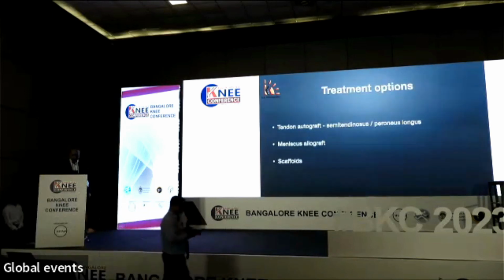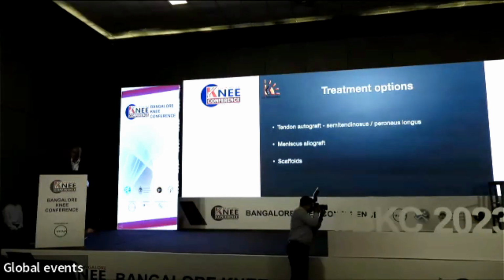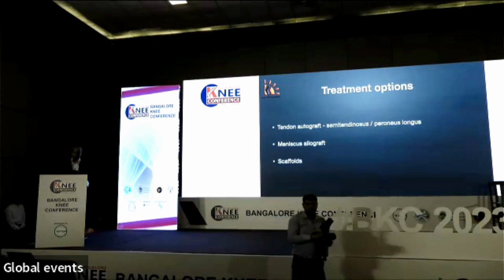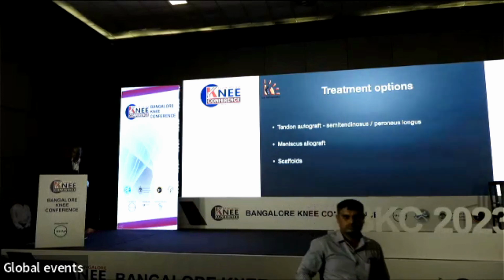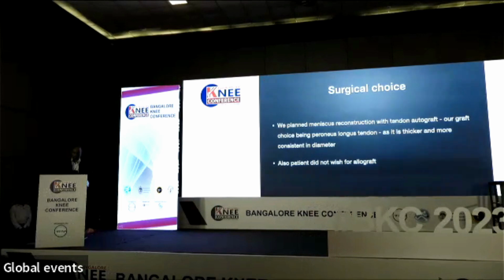So what are the treatment options? My options were to do a tendon autograft, semitendinosus or peroneus longus, a meniscus allograft, or a scaffold. Scaffolds are not available with us. You can have the option of a meniscus allograft, but the problem is it is expensive and there are certain risks involved. I discussed all these things with the patient. The patient wanted to go with a tendon autograft. So this is the plan we made.